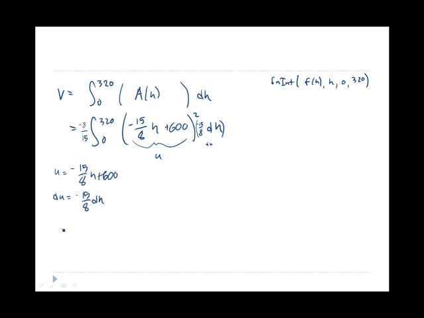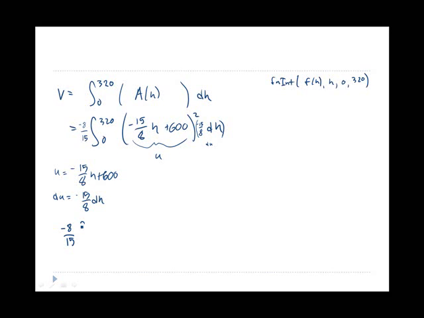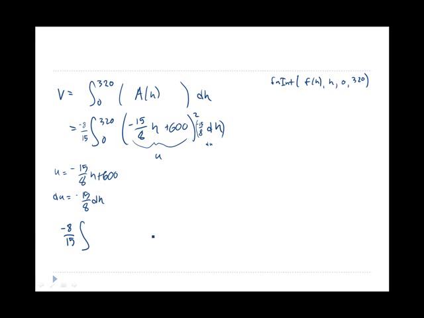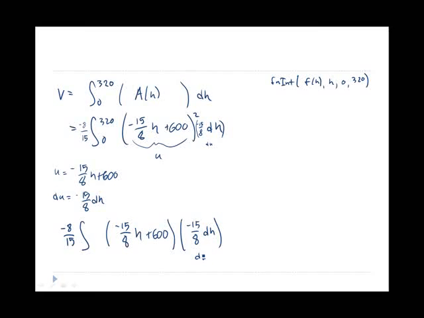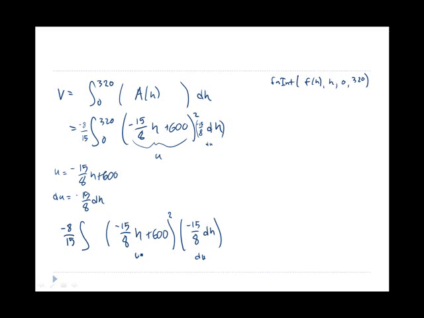Okay, so that would give me negative 8/15, and I'm going to have to change my limits on my integral as well, and we'll talk about that in just a minute. And then I have this part in here, negative 15 over 8h plus 600 times negative 15 over 8 dh, and that's my du. So this is du, and this is u, so I'm going to have u squared du.